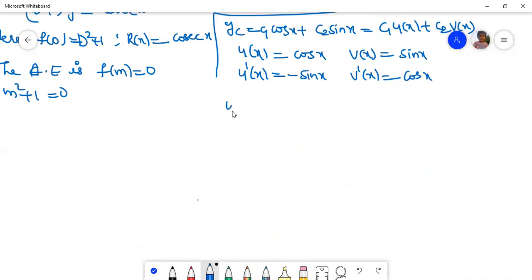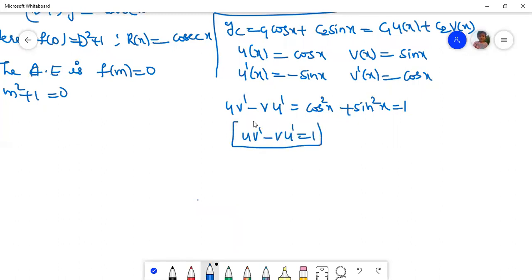Next, to find out uv' minus vu'. It is cos²x into minus, plus sin²x, which is equal to 1. So uv' minus vu' is equal to 1.